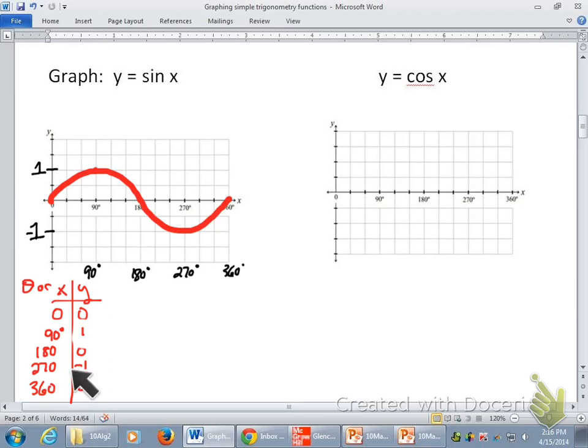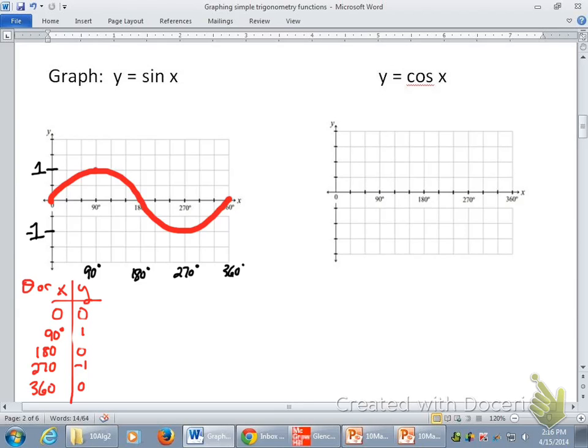You guys are going to need to know these points here. Not necessarily memorize these points as much as memorize the fact that the sine starts at 0 and goes uphill first. It goes uphill first. Also, the sine looks like a little S, doesn't it? Okay.